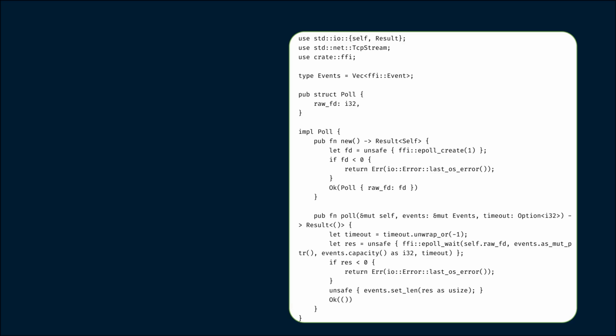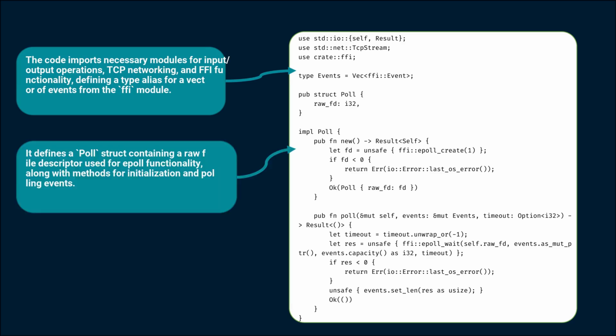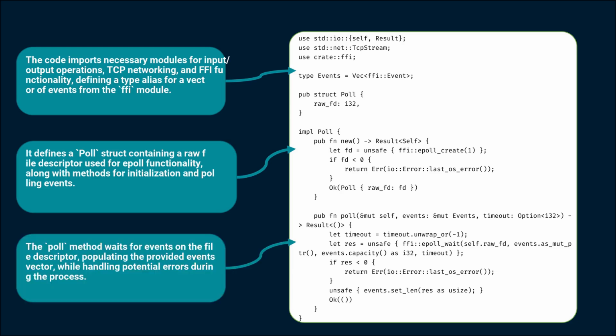Next, we will implement the core structure for our event queue using epoll. We start by defining a Poll struct, which will hold the raw file descriptor for our epoll instance. The new method is crucial. Here, we create the epoll instance by calling the epoll_create function from our foreign function interface, ensuring we handle any errors that may occur during its creation.